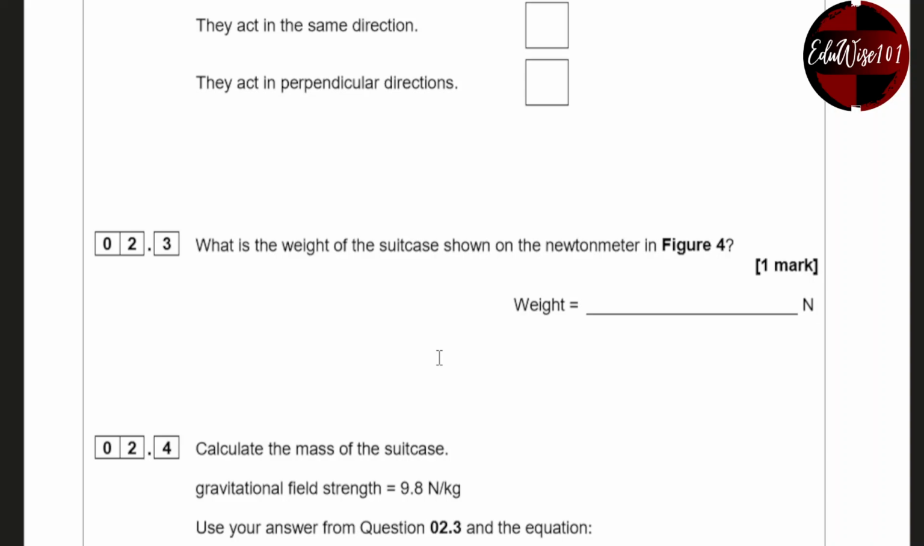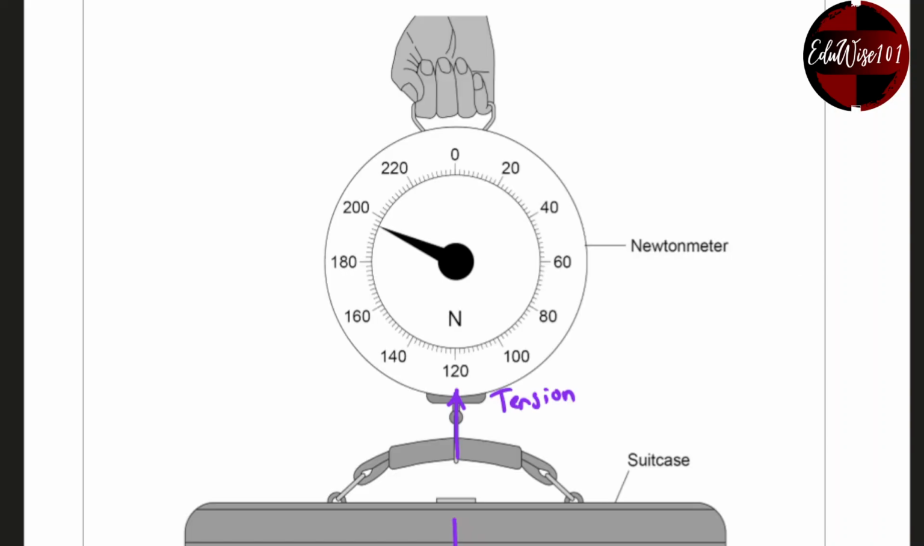What is the weight of the suitcase shown in the Newton meter? So let's have a look at the diagram again. So you have 180, and that's 10 divisions. I'm pretty sure that's 10.